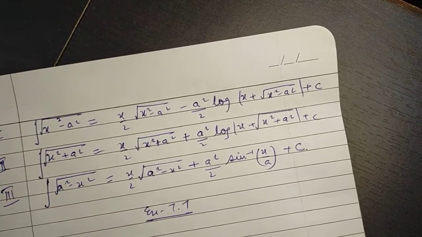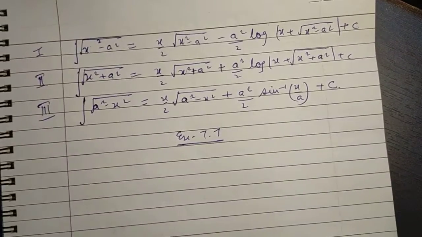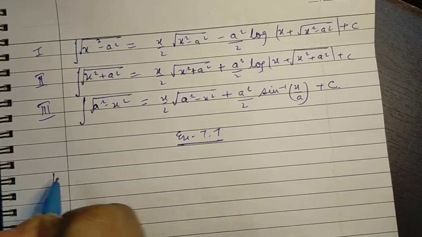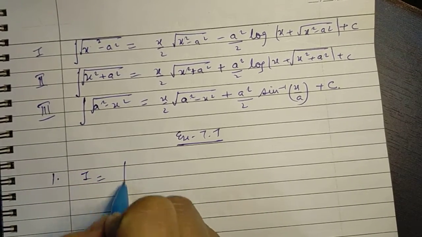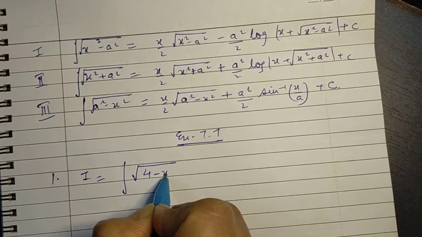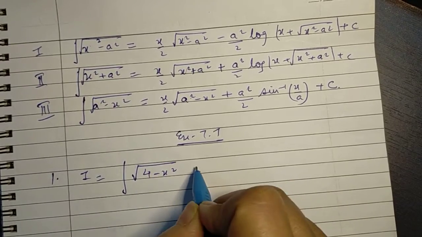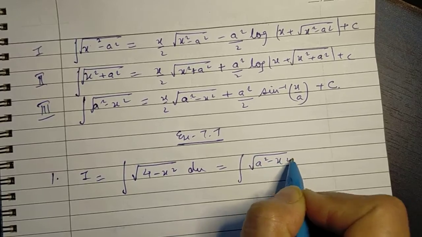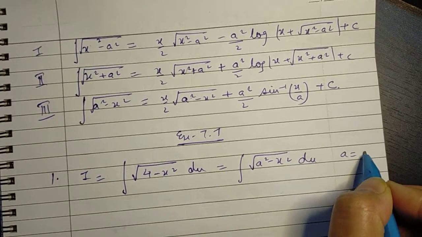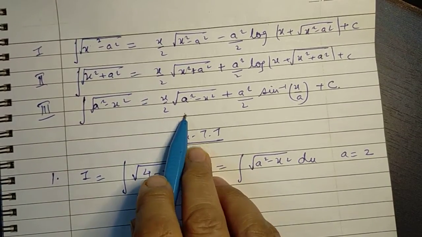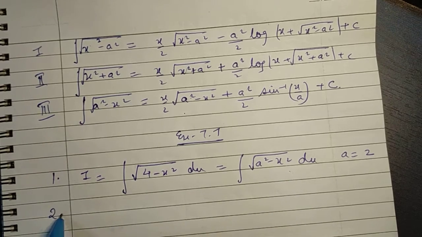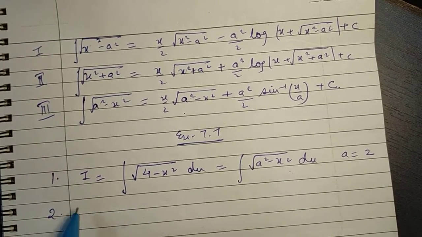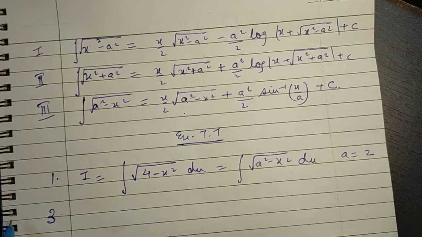Now if you just see, we have various kinds of questions. Question number 1 is a direct application. I is equal to square root of 4 minus x square. Here it is of the kind under root of a squared minus x squared dx, where a is equal to 2. So directly apply this result and get the answer. Question number 2 is again a similar one. Now we take the third one.